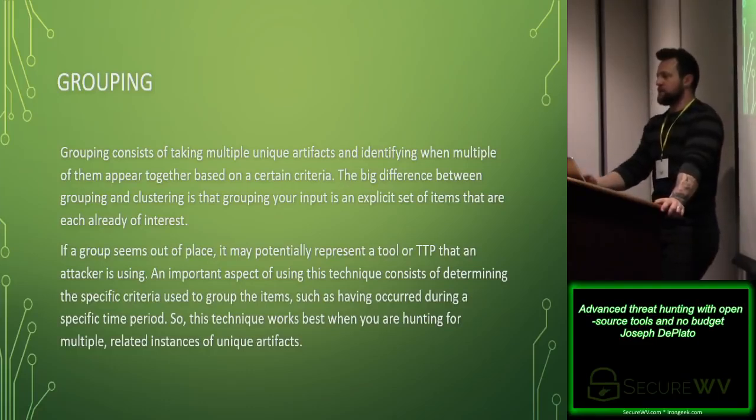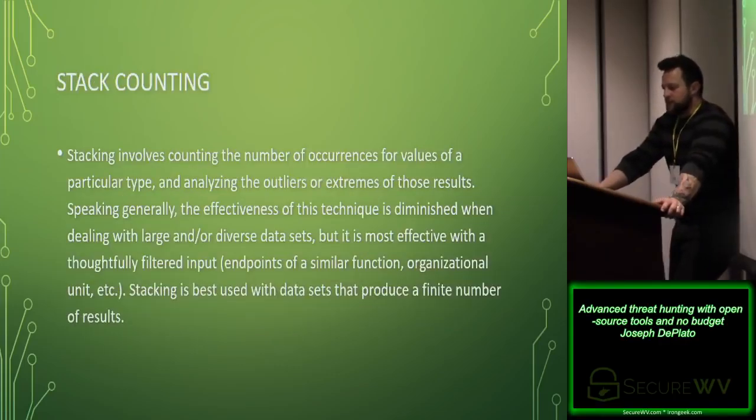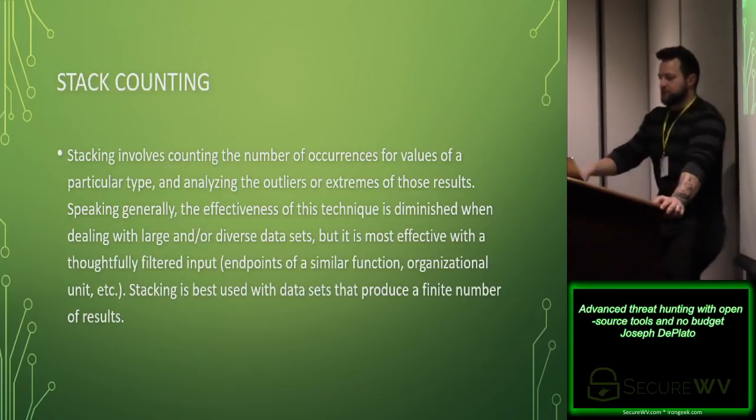Yeah, so this technique works best when you're hunting for multiple related instances of unique artifacts. So all of SMB on your network, all SSH on your network, and then drilling down into specific systems that are occurring. So you can filter out, and this is one reason, and we'll get into a demo later, that I like to use the Elk Stack, so Elasticsearch, Logstash and Grafana, because it allows me to do this incredibly easily and find those anomalous hits.